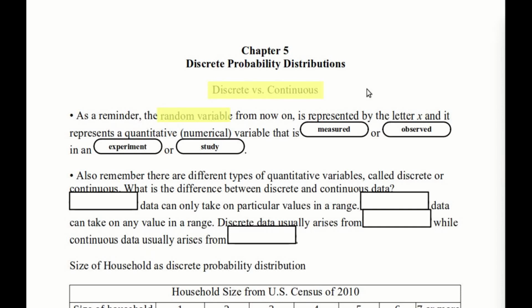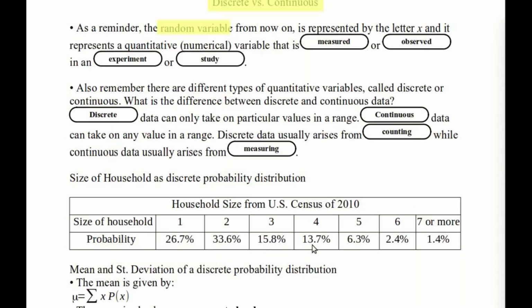So what is the difference? There are different types of quantitative variables called discrete or continuous. Discrete data can take on only particular values in a range, while continuous data can take on any value in that range. So for example, discrete data usually arises from counting, while continuous data comes from measuring. My height isn't a perfect number of feet. It could be measured with more detail.